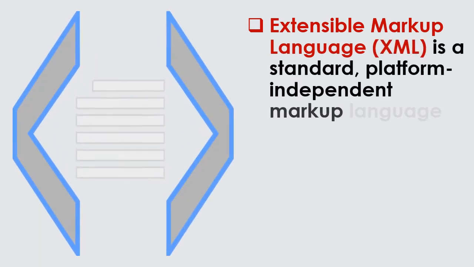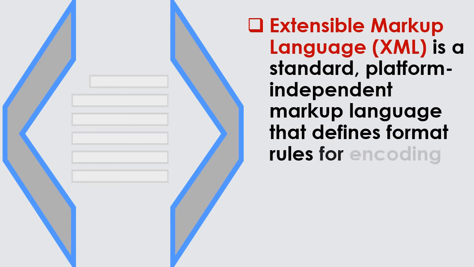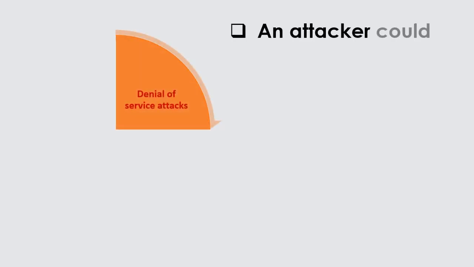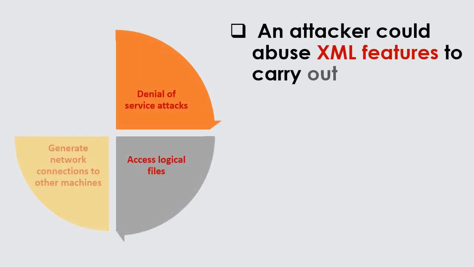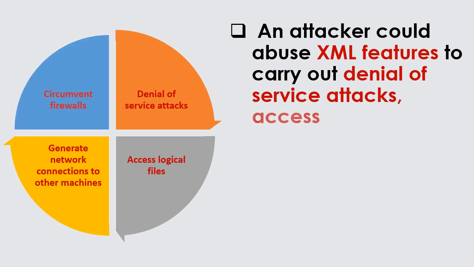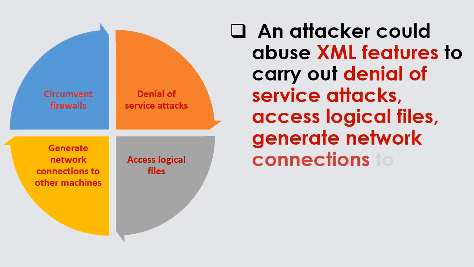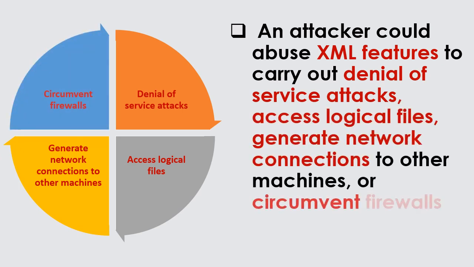Extensible markup language. XML is a standard platform-independent markup language that defines format rules for encoding data. An attacker could abuse XML features to carry out denial-of-service attacks, access local files, generate network connections to other machines or circumvent firewalls.